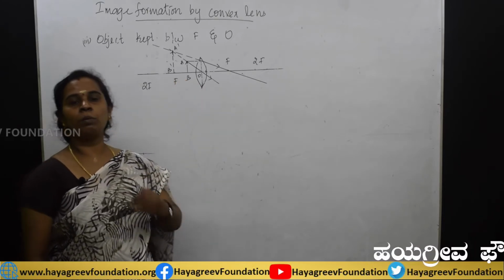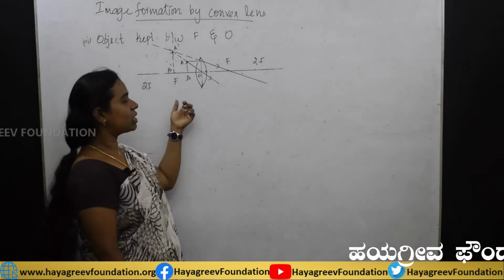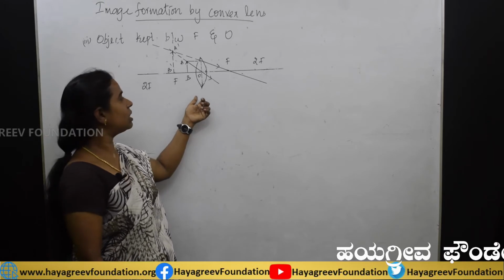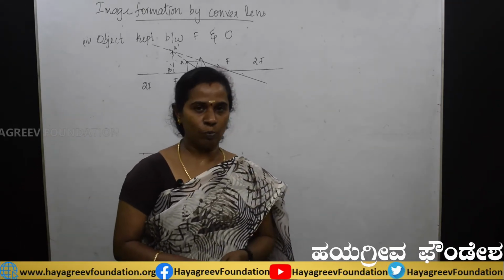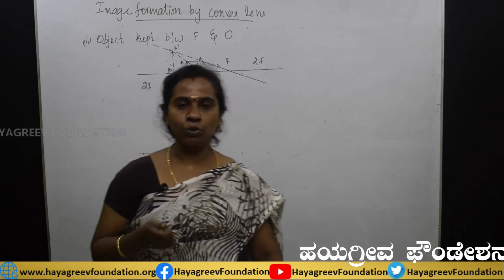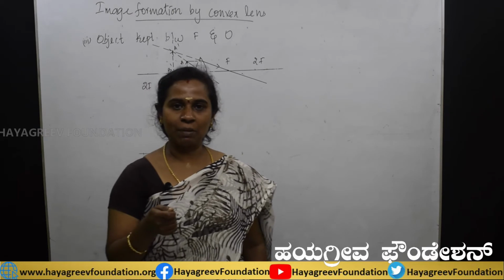So the image formed by a convex lens is real or virtual. A virtual image we get when the object is placed between principal focus and optic center. So in our house we use a magnifying lens to read the paper.